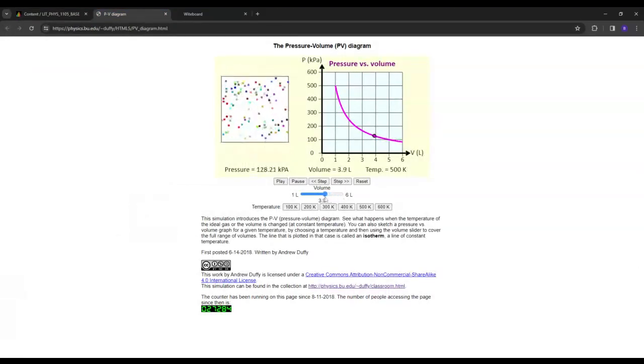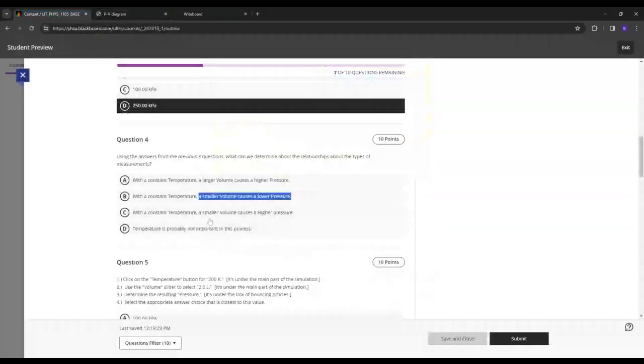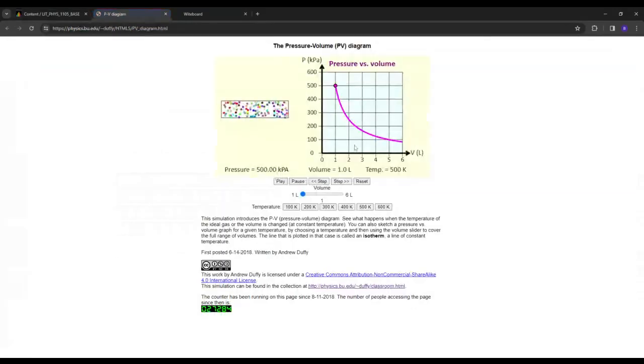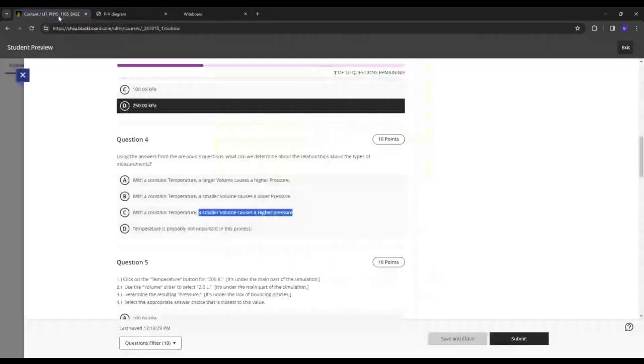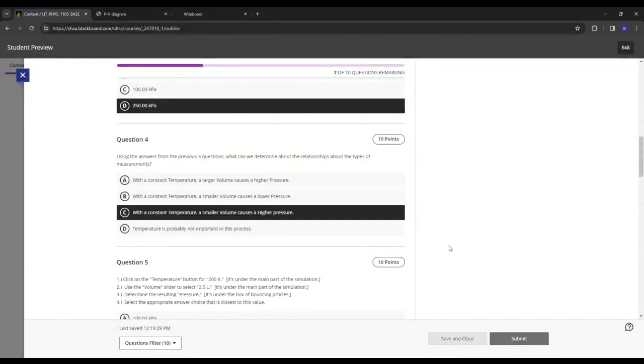Smaller volume, lower pressure. Okay, so let's go the opposite way. Smaller, smaller, smaller, smaller, and pressure is really big. So not that. The smaller volume causes a higher pressure. Well, that seems to be true, right? And again, intuitively, it should make sense because if there's a smaller volume, there's less space, they're going to bounce off of each other more. That's going to cause the pressure to go up.